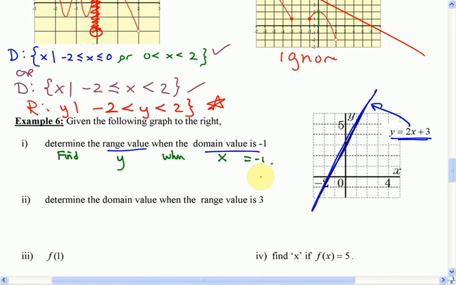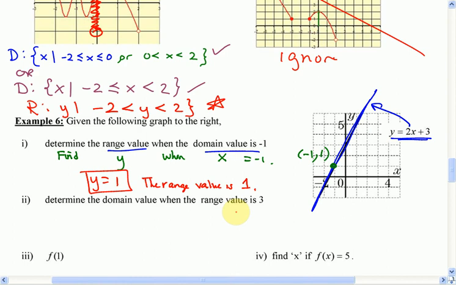On the graph, how would you figure this out? On the graph, you look for where x is -1. Where is x equal to -1 in the graph? Here it is. And you look up the graph, and this is your point. So what's the coordinate of this point? It's -1, comma 1. So what's the y value here? 1. That's it. That's your answer. The range value is 1. That's all you need to do if you have a graph.